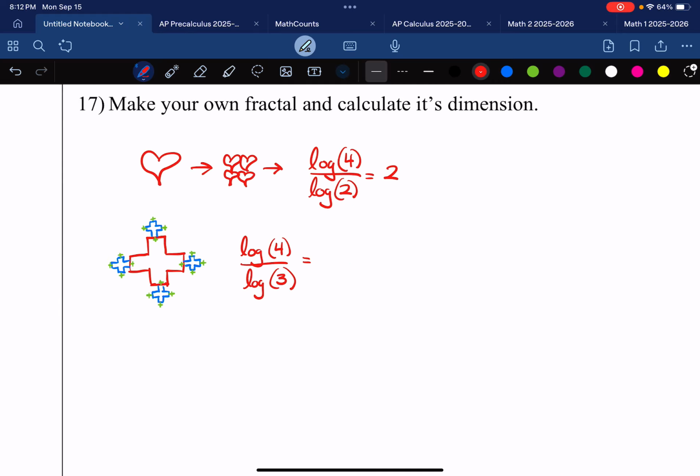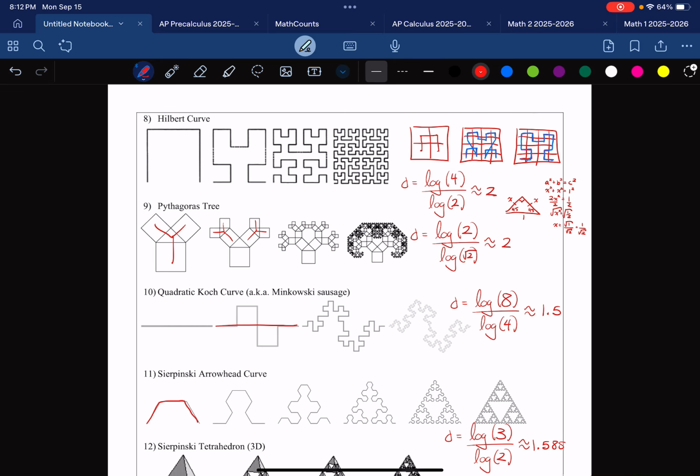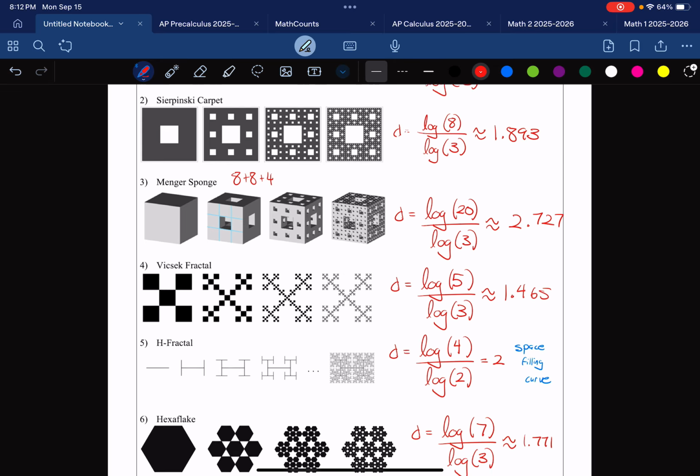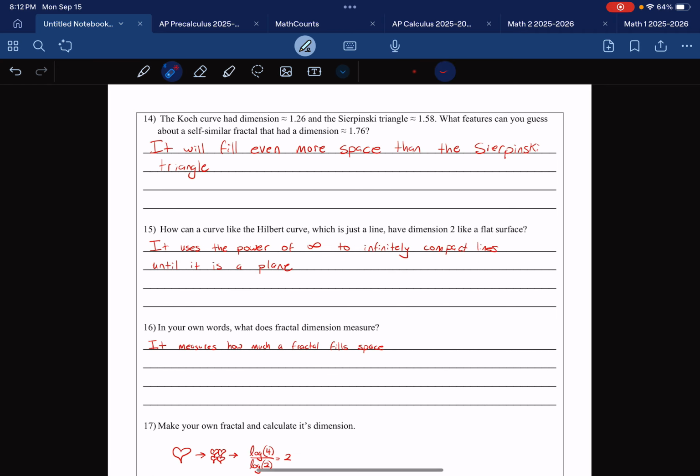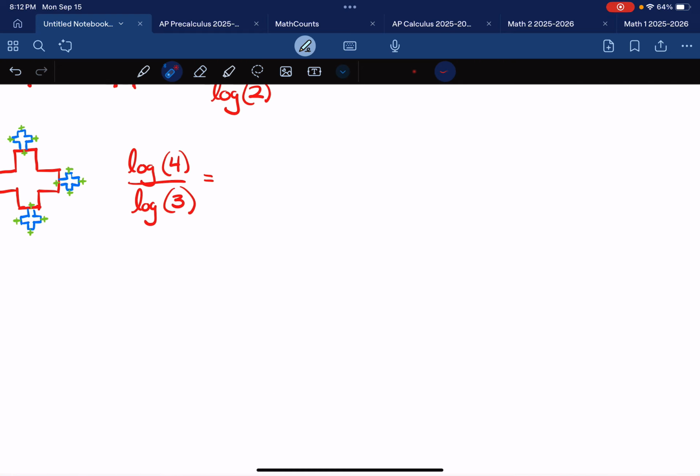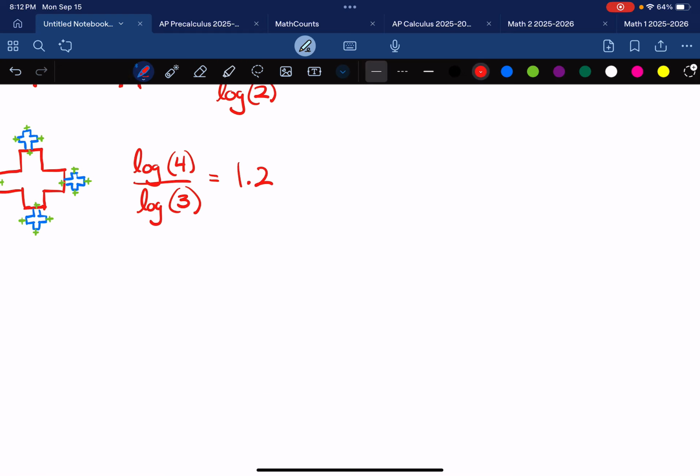You can define it however you want. And I don't know, haven't I done a log of 4 divided by log of 3 somewhere before? Oh yeah, it's the Cantor dust. Log of 4 divided by log of 3, so it's 1.262. I approximated, so I can't say equal to. It's roughly equal to 1.262.